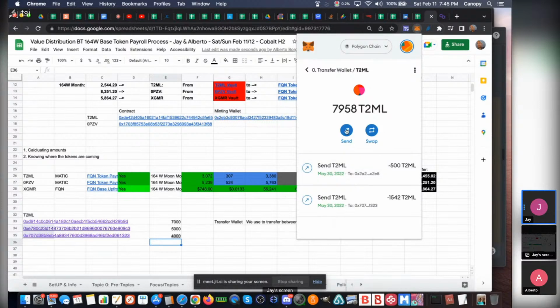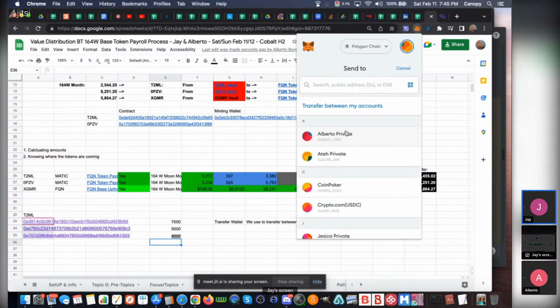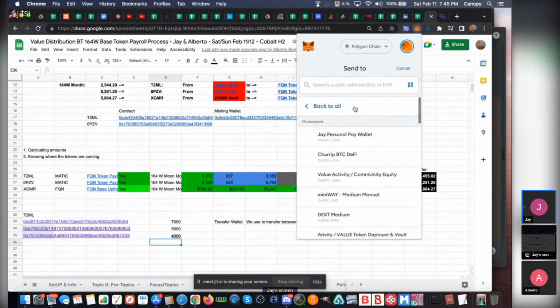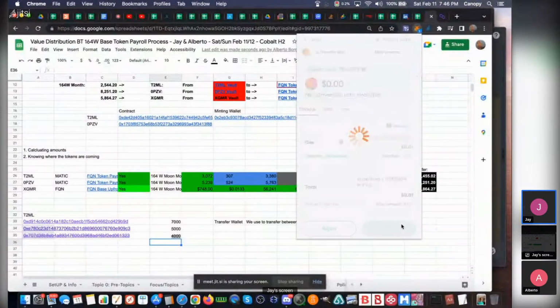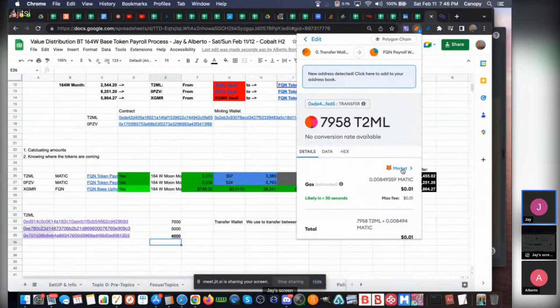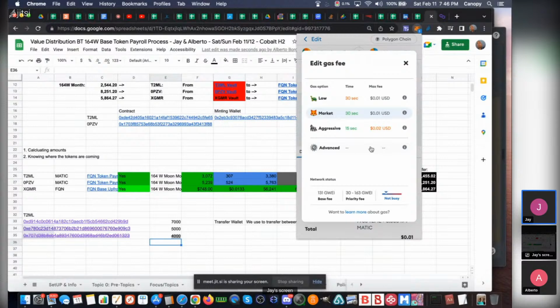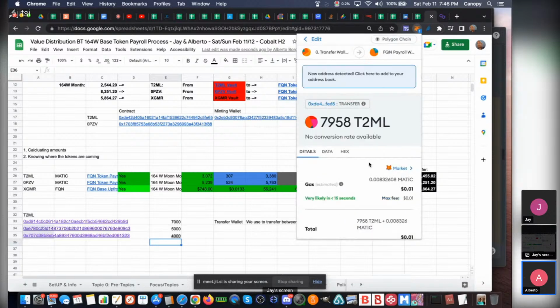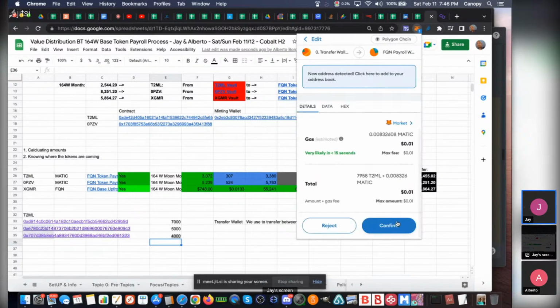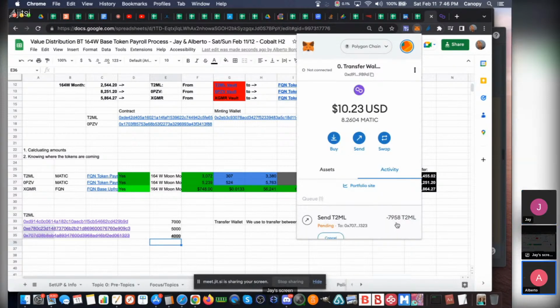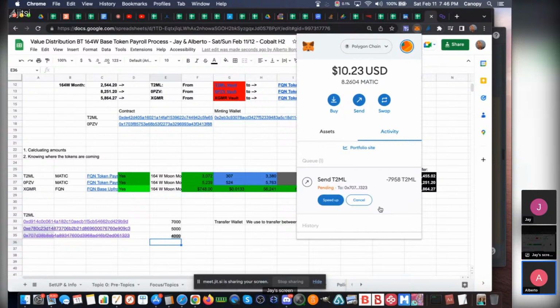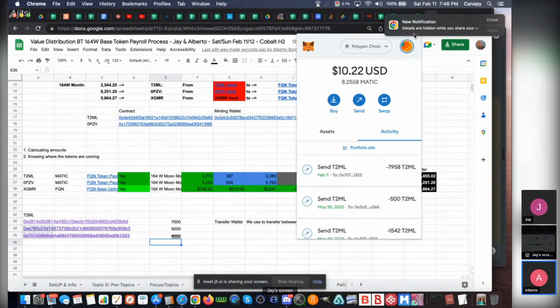So we'll document that all, but first let's just go ahead and send these. So we're sending them to the payroll wallet. So between my accounts, this is going to be the FQN payroll wallet. And we're going to send the max. And there's just no need to have T2ML in the transfer wallet. So we are transferring 7,958 T2ML, and the OPZB as well. Okay, so it looks like it worked. So I believe that worked.